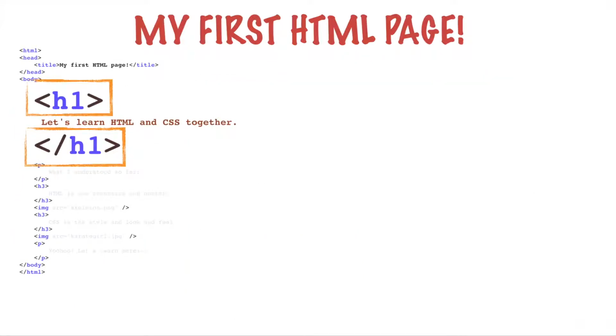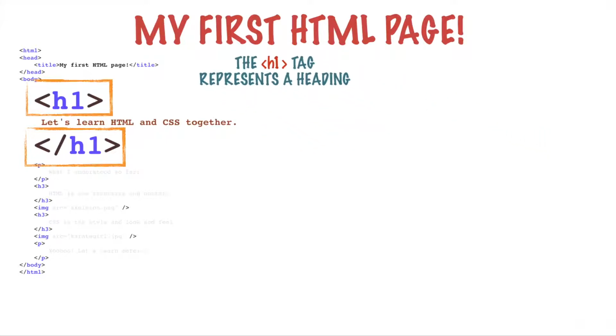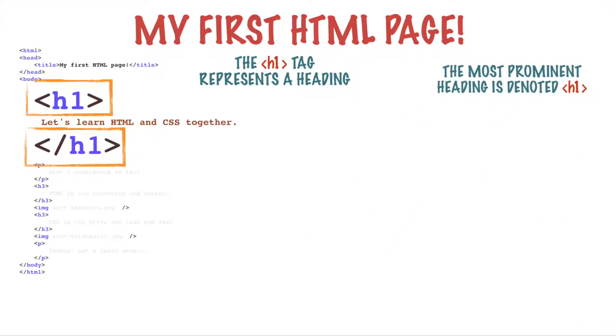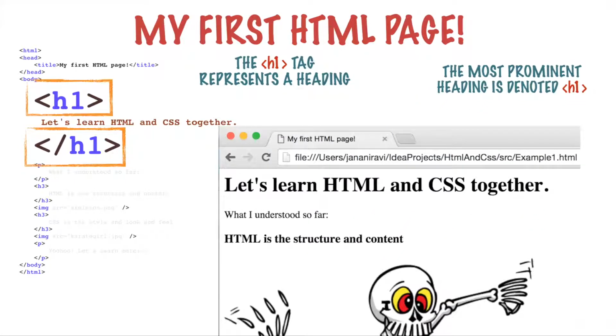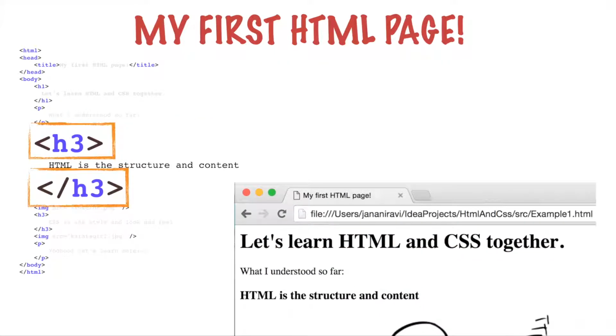The first pair of tags within the body are titled H1. Again, we have an opening and a closing H1 tag. H1 represents a heading. Here, what we've said within the H1 tags is, let's learn HTML and CSS together. There are actually different types of headings denoted by H1, H2, H3 and so on. The most prominent of these is H1, and that's what here appears right up top, the words "Let's learn HTML and CSS together." As you can see, it's noticeably larger and bolder than the rest of the contents.